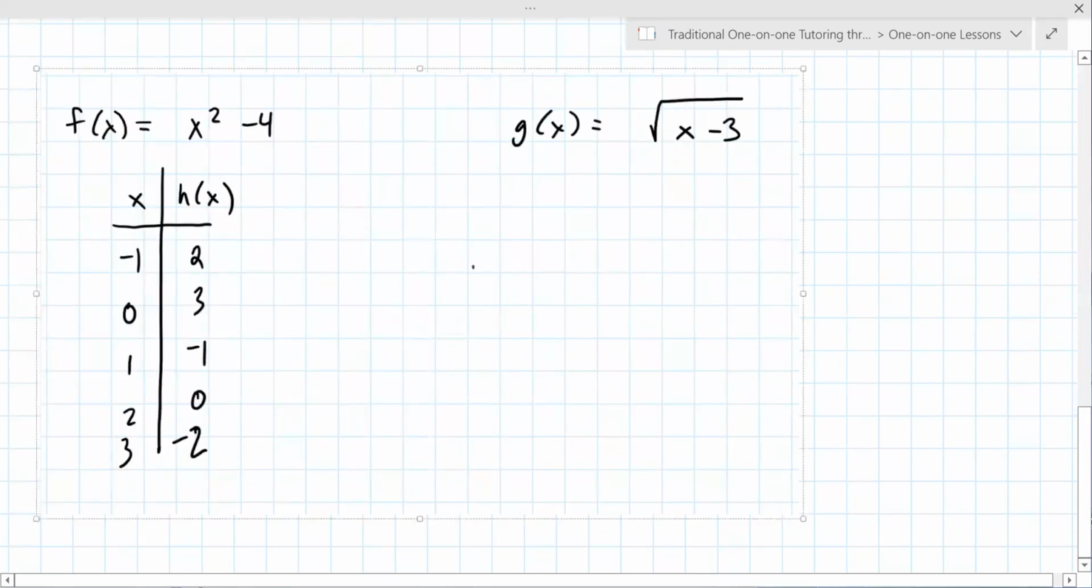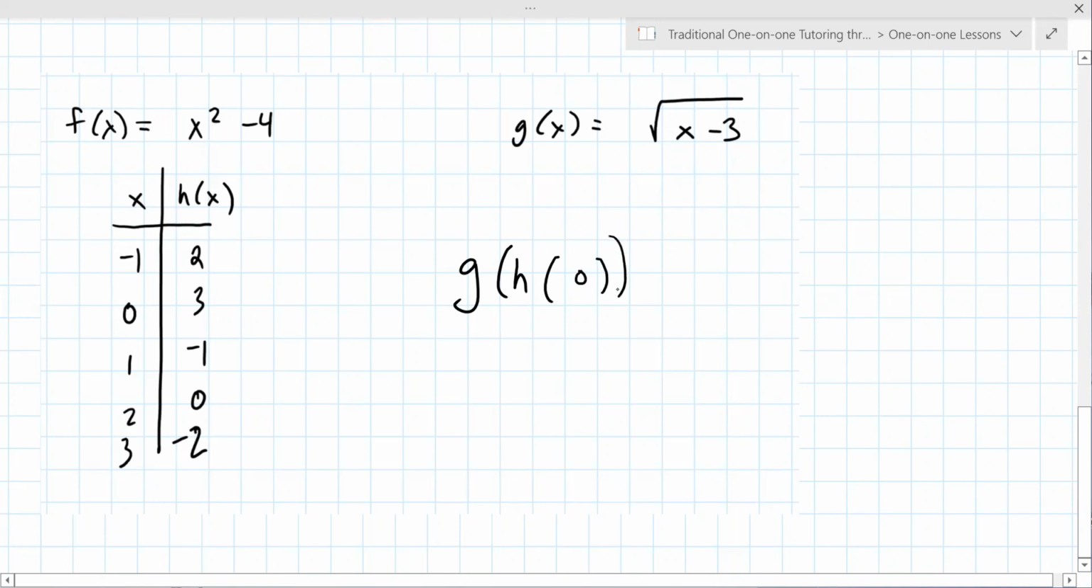All right, so g of h of, I didn't come up with a good number here, but that's okay. Let's go g of h of 0. Actually, let me add a point here. Let's see where I'm going with this.